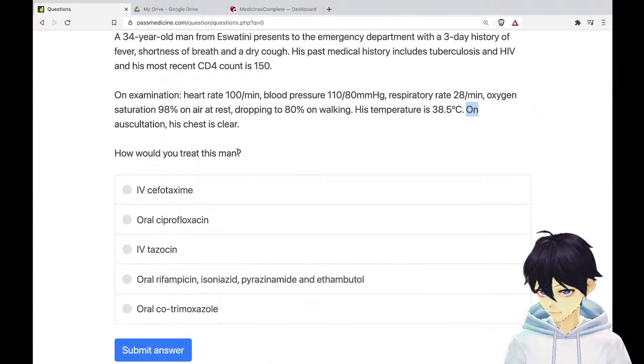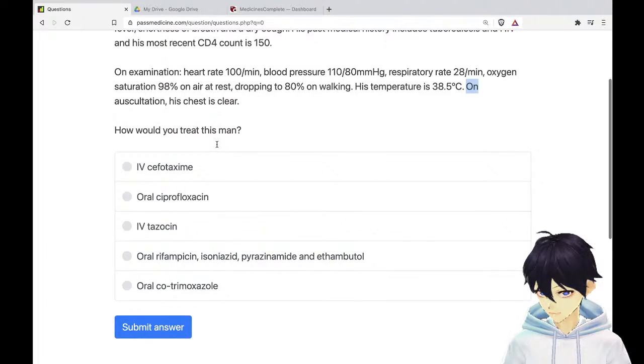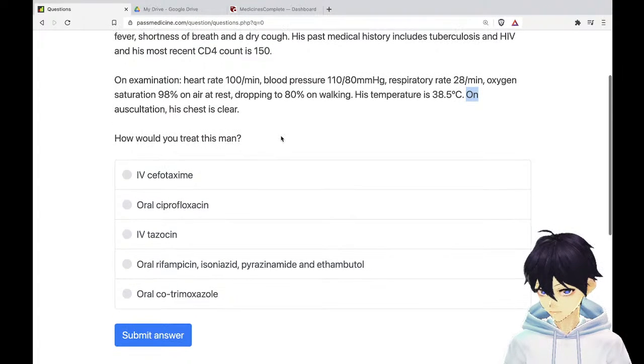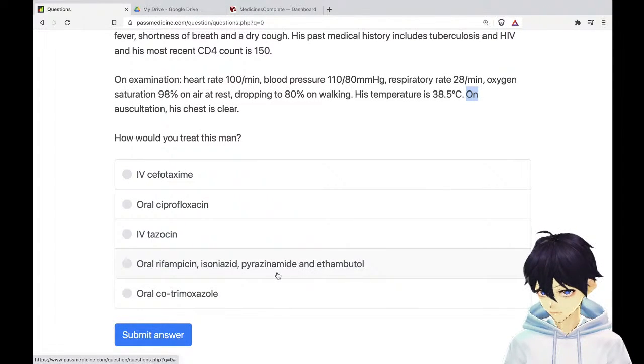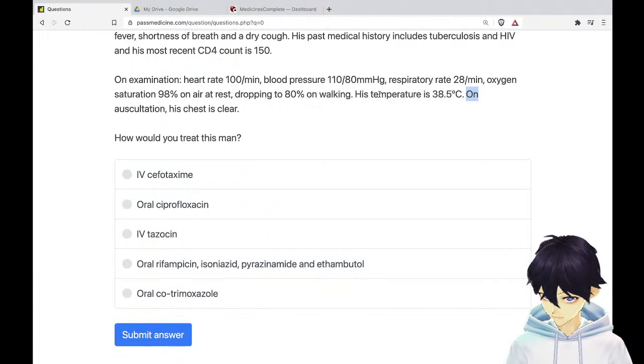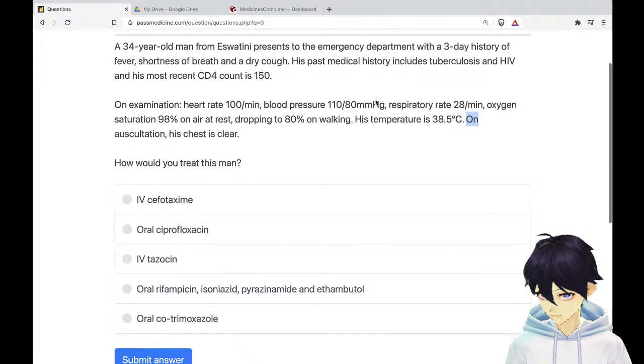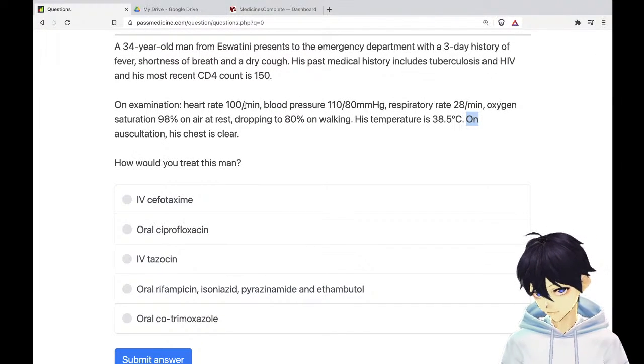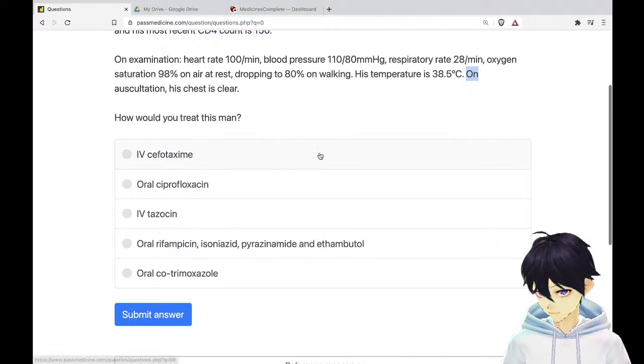How would you treat this man? How do you treat pneumocystis? It is not a reactivation of TB. RIPE is the treatment for tuberculosis, but it is not describing tuberculosis. Although he did have a history of it, and there is a chance of reactivation.